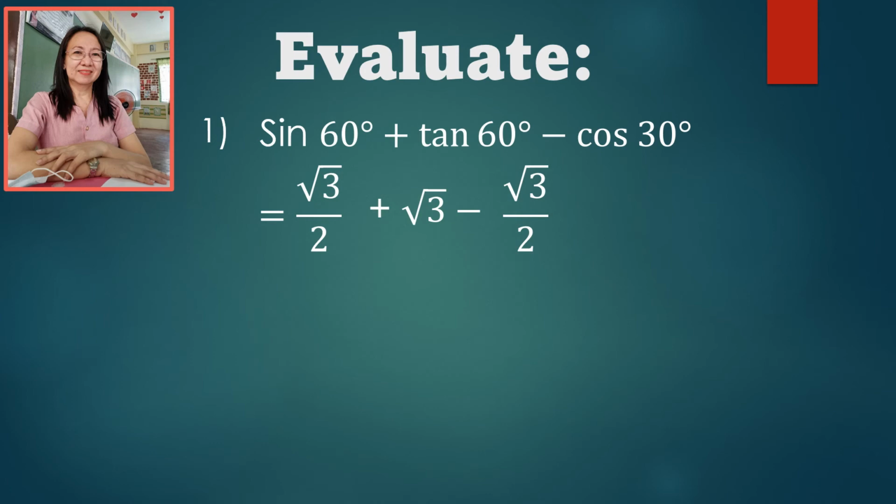Now to simplify, try to look at the first term, square root of 3 over 2, is similar to the last term, square root of 3 over 2. So subtracting this, we will get 0. So the value of the function is square root of 3.